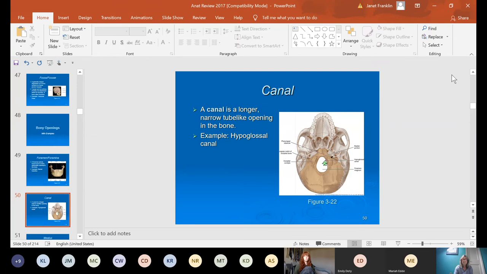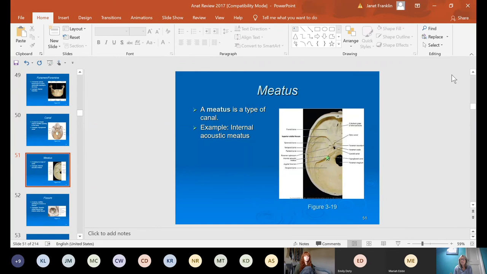Meatus is a type of canal. So your internal acoustic meatus is an opening, or a type of canal.